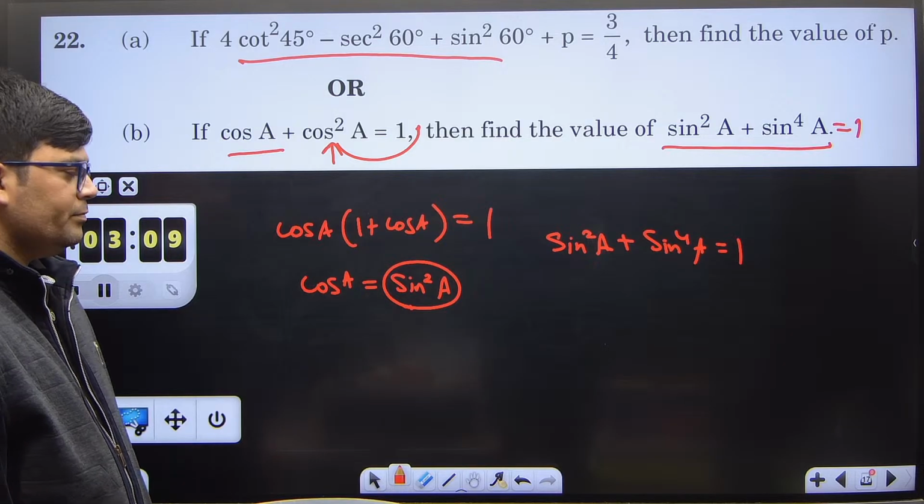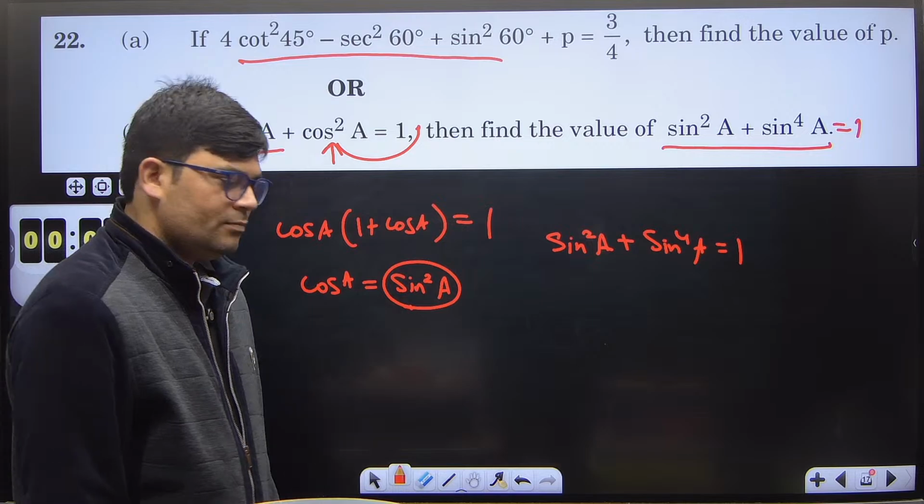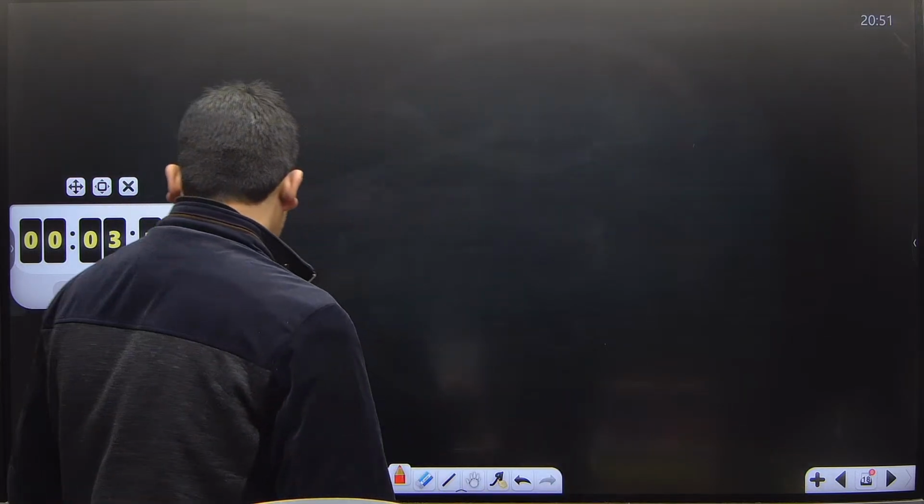Understood, Anjana? Yes, sir. Very good. Kabir, clear hai? Yes, sir.